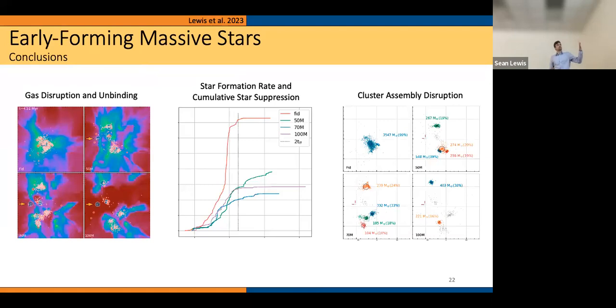So to review this, by the way, this is like the first half of my thesis work. I'm going to transition to something else in a second, but to review these points: early forming massive stars, I found, have a particularly destructive effect, or a particular ability to disrupt the natal gas that they're forming from, globally unbinding the gas prematurely compared to the fiducial run. They suppress the star formation rate and the cumulative star formation. I also find that they disrupt the hierarchical assembly of the final star cluster that is formed.